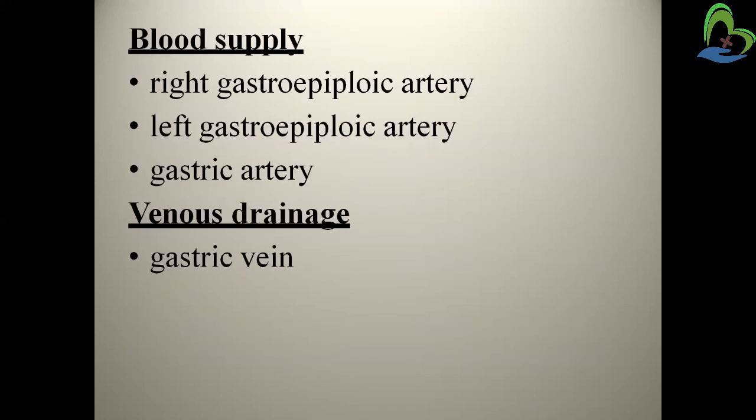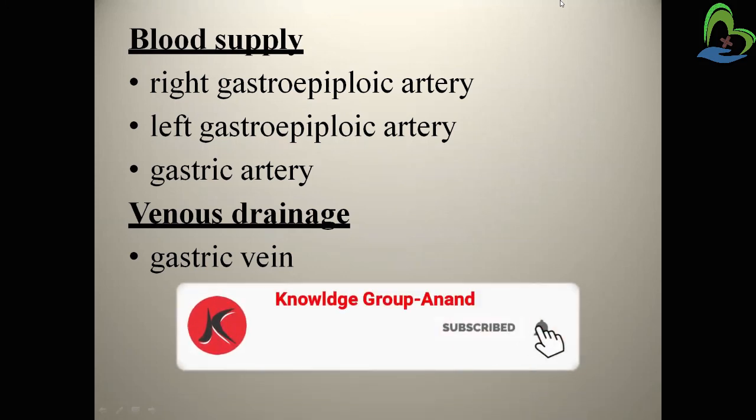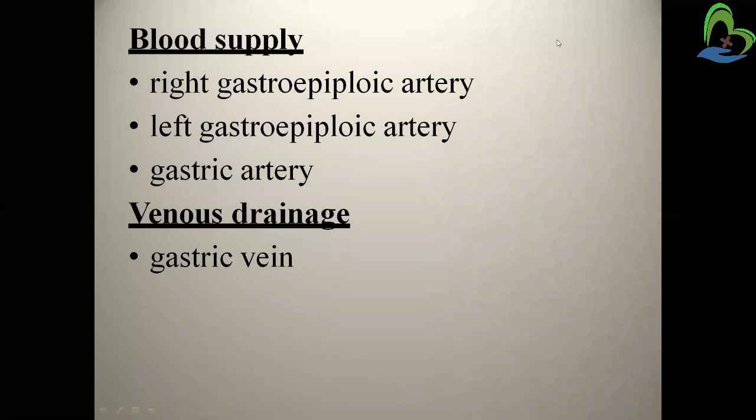Now the blood supply. The blood supply is through the right gastric artery, the left gastric artery, and the gastroepiploic arteries. Venous drainage is through the gastric vein. So that's all about the stomach.